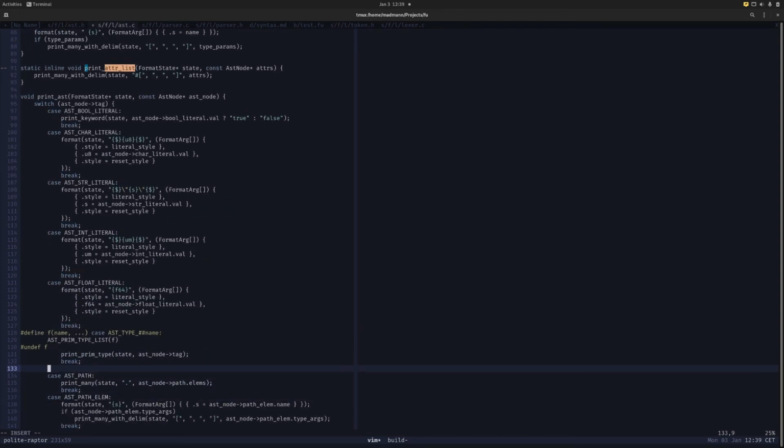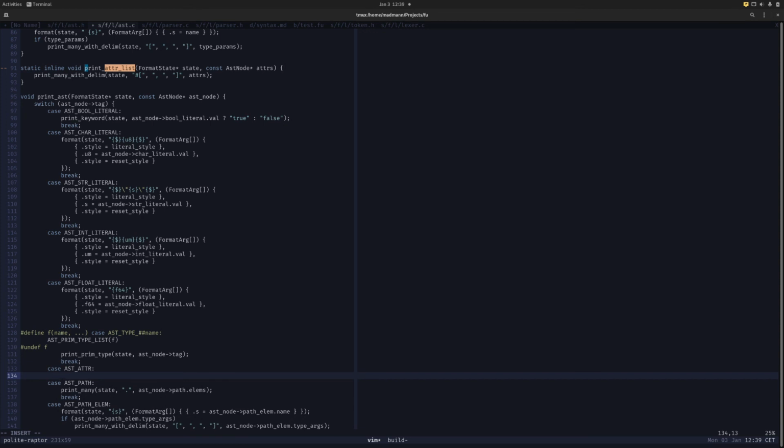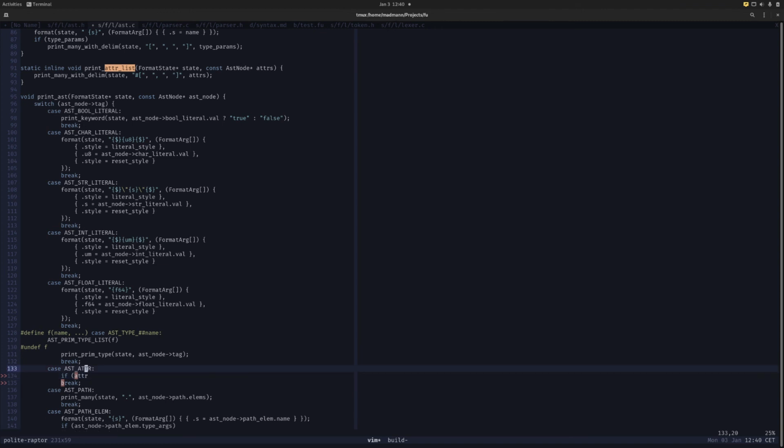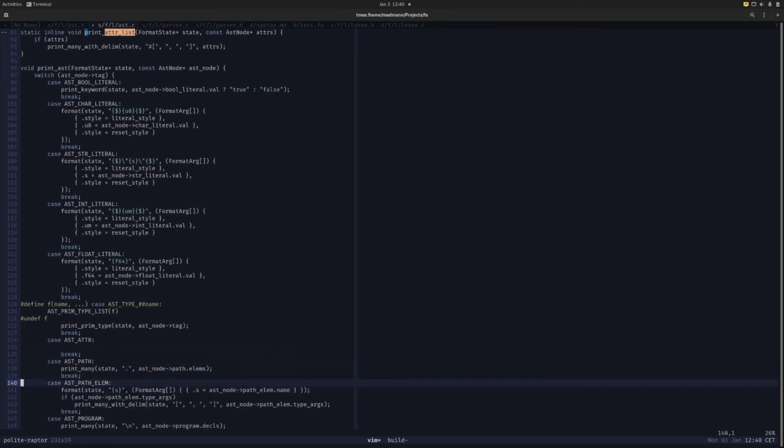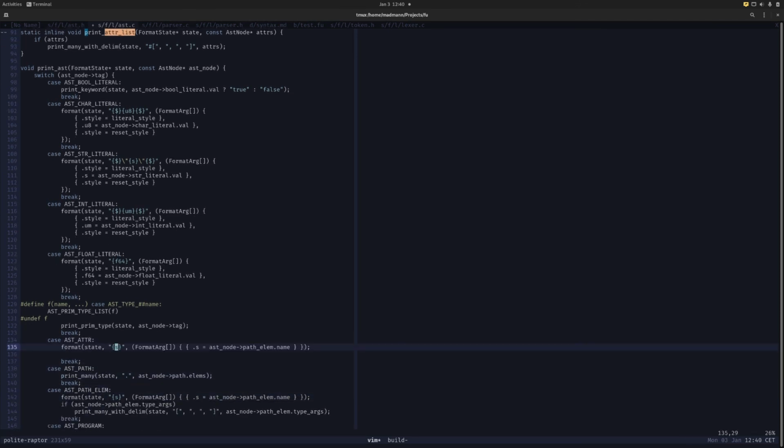So case AST adder, break. I do the following if adders. That will help later on. So first of all, I need to print the name, correct? So first off, I print the name. I've done that before. I need this function here. Take the state, pass the string. The format argument is the name of the attribute. So it's adder.name.